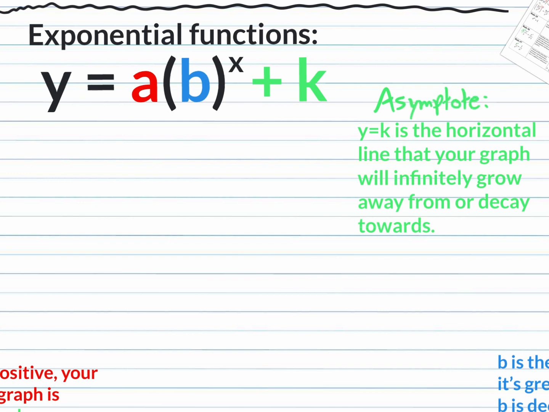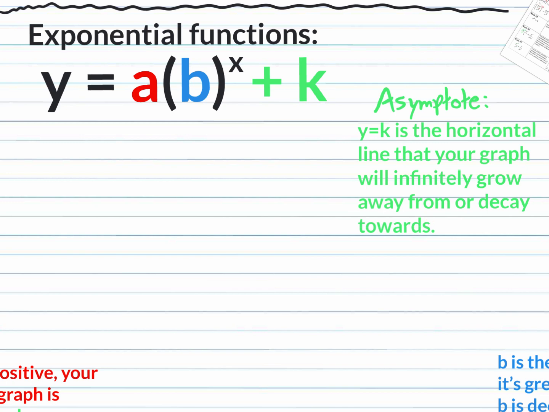And what is the asymptote? Well, it's going to be y equals k. So whatever number is out here, y equals that number will be your asymptote. And I hope we remember what an asymptote is. It's the horizontal line that your graph will infinitely grow away from or decay towards.